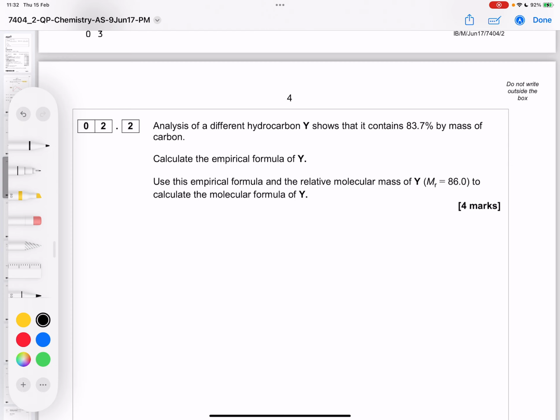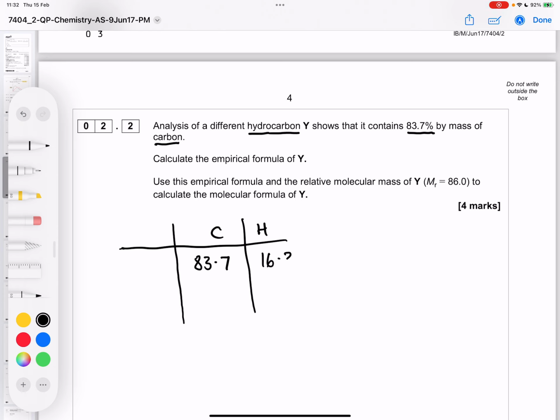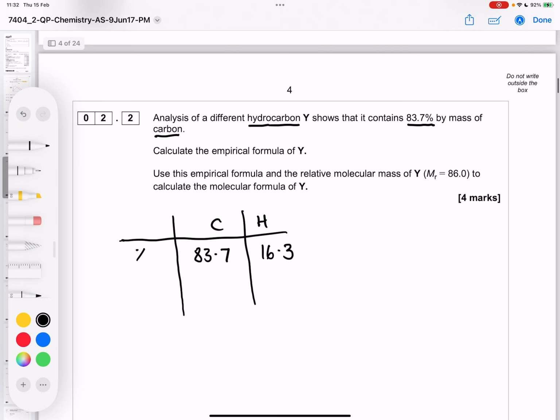The question then continues on the next page. It asks us to analyse a different hydrocarbon Y. That is, it's a hydrocarbon and it's made of 83.7% by mass carbon. So let's just think about that. If it's a hydrocarbon, it's only made of carbon and hydrogen. If it's 83.7% carbon, then we can find by subtracting from 100 that the rest of it, 16.3%, must be hydrogen. These are our percentages by mass.